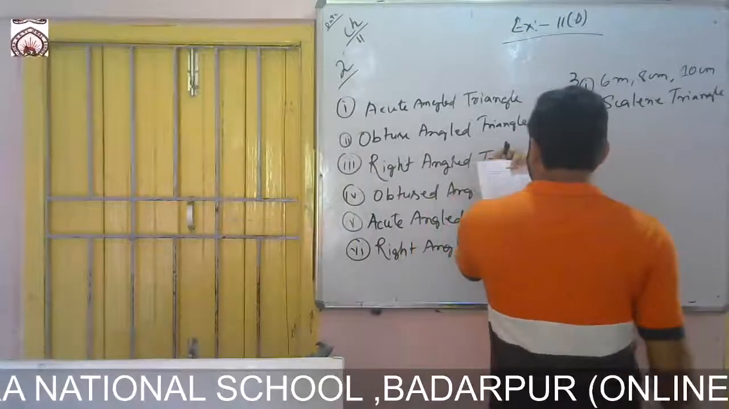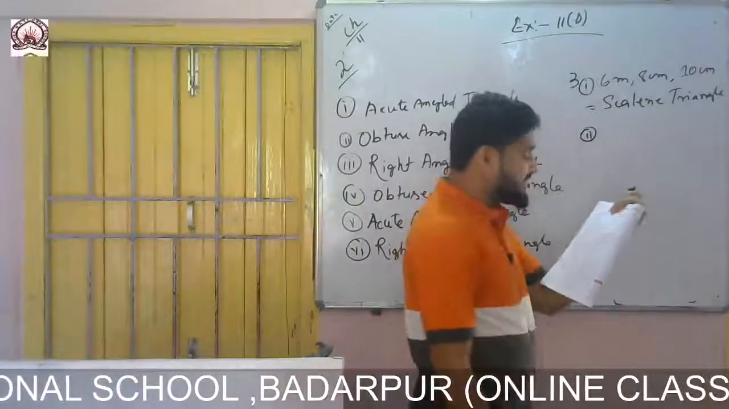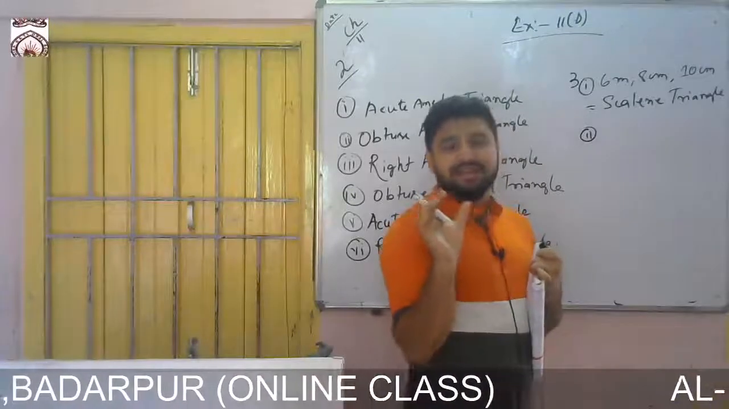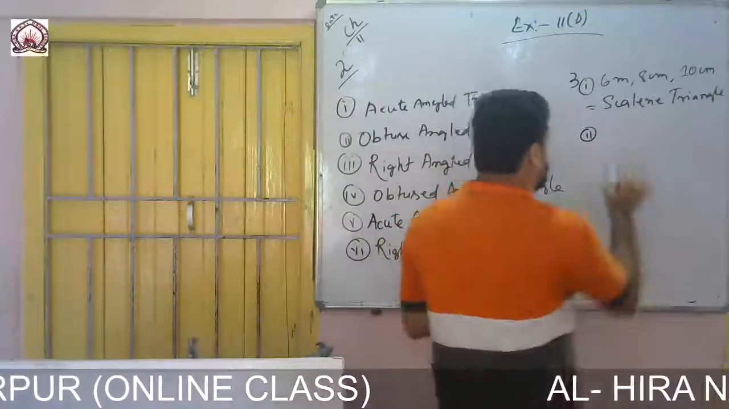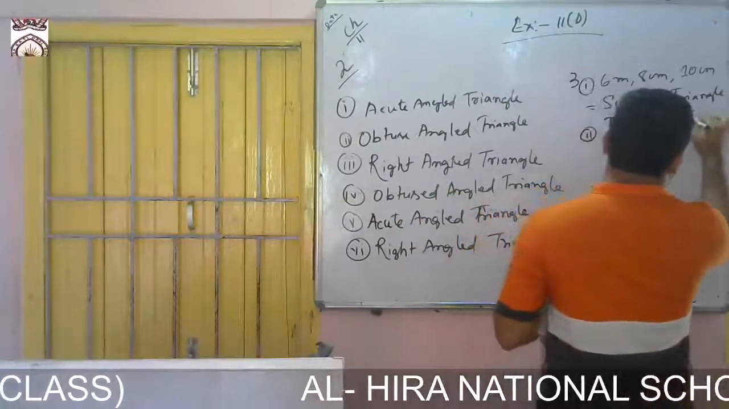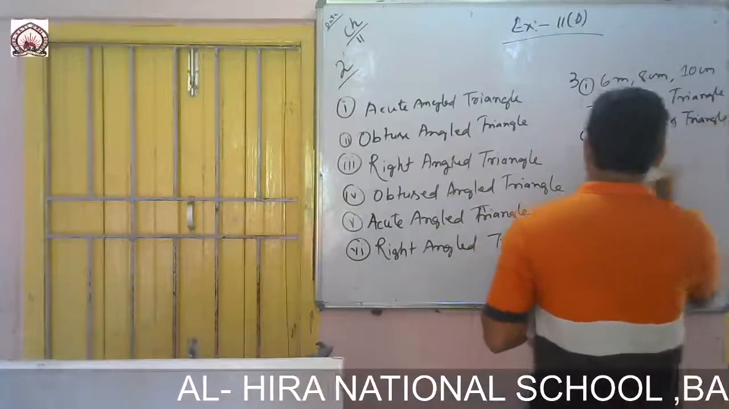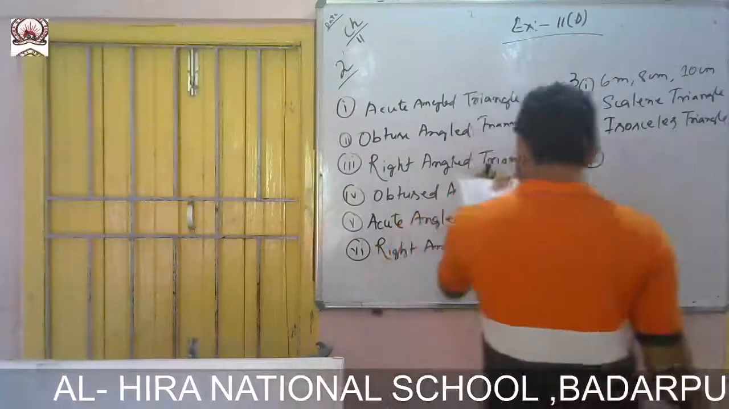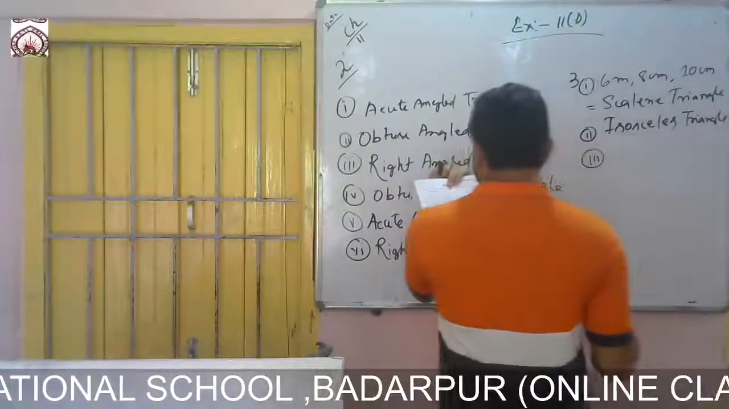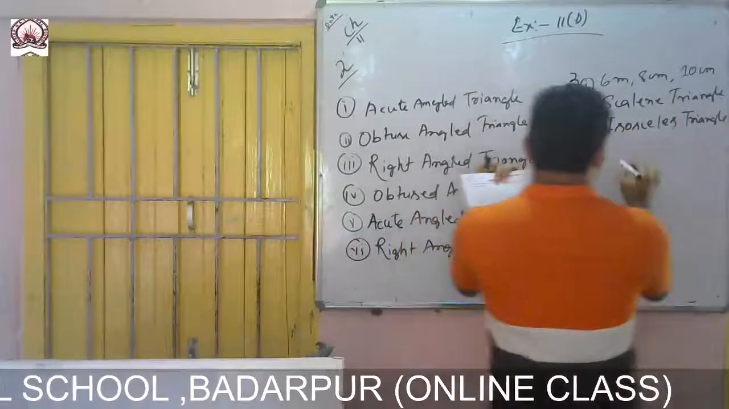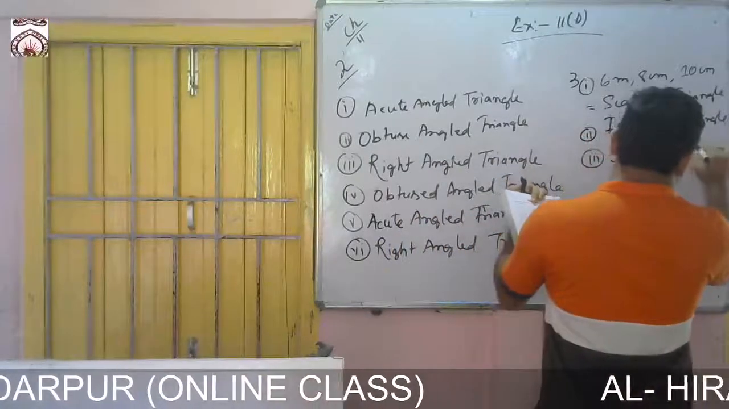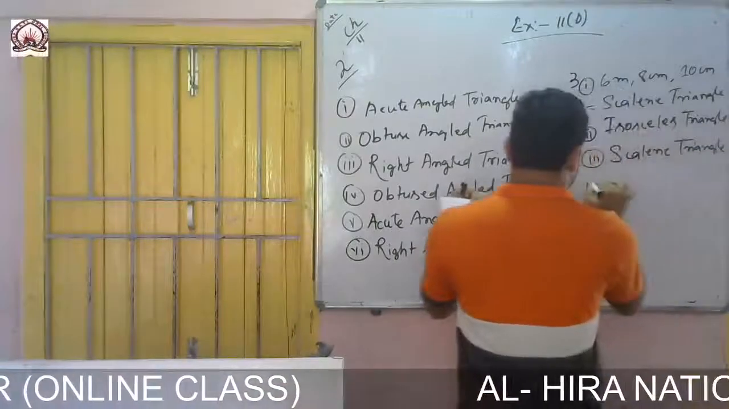Now Roman 2. 5.8 centimeter, 7 centimeter, and again 5.8 centimeter. So 2 sides of 5.8 centimeter are there. So it is an isosceles triangle. Number 3: 6.9, 8.3 and 9.2. So all are different. So it will be again a scalene triangle.